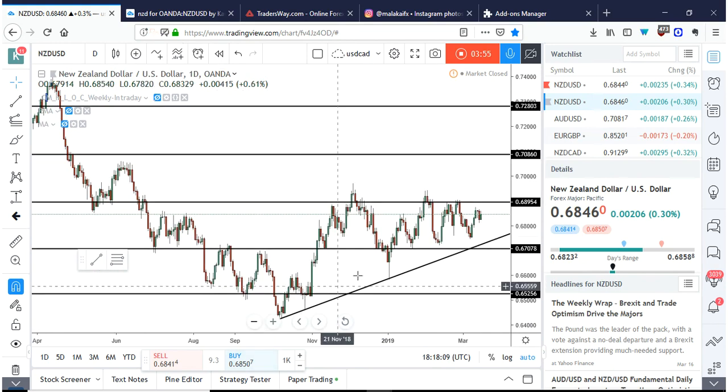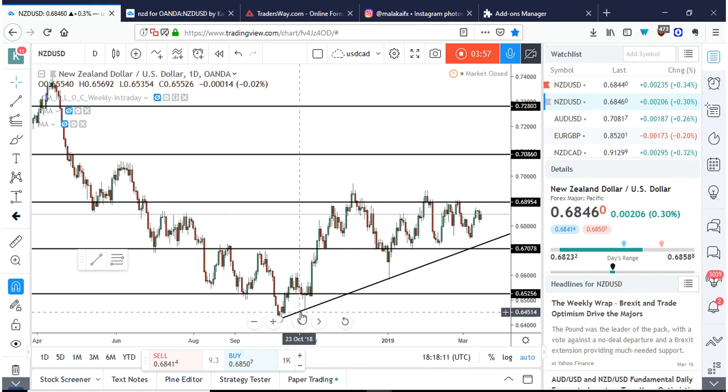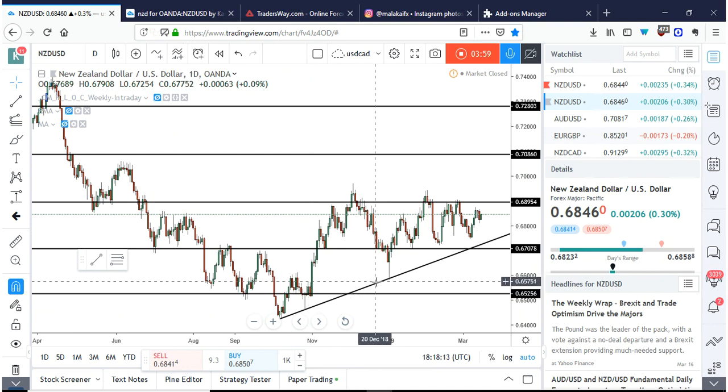So with the trend lines, you want to go on the wicks, the edge of the wicks. You don't want to cut through price. So let me show you.